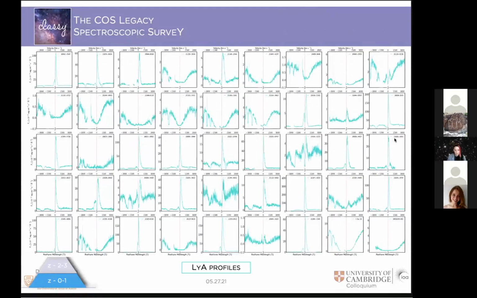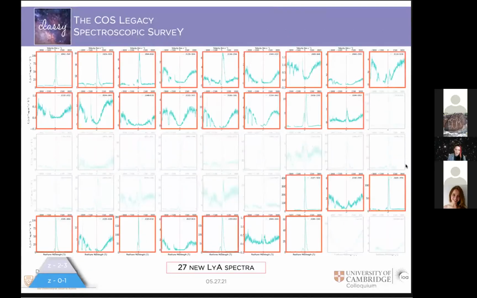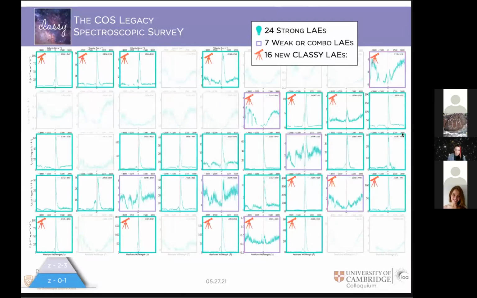So lastly, I want to show you just a few other highlights of CLASSY. So here's this diversity of Lyman alpha profiles we're observing with CLASSY. Some of these had existing spectra that covered Lyman alpha, but we do have 27 new Lyman alpha spectra in the nearby universe. I love the double peaked emission ones. Those ones are exciting. So we have like 16 new really strong Lyman alpha emitters. We have 7 that are weak or kind of combination lines with a strong damped Lyman alpha profile.